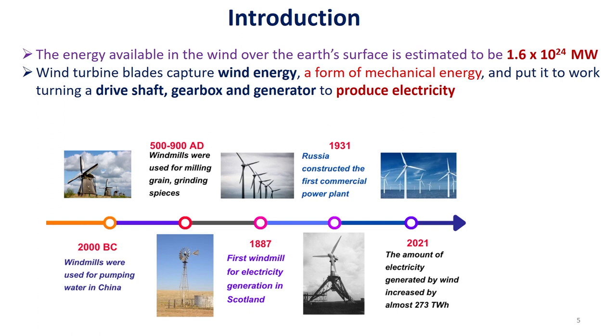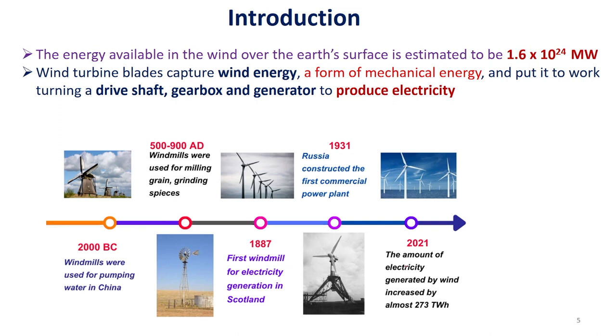The use of wind turbines goes back a long time. In 2000 BC, windmills were used for pumping water in China. During 500 to 900 AD, windmills were used for milling grain and grinding spices. In 1887, the first windmill for electricity generation was demonstrated in Scotland. In 1931, Russia constructed the first commercial wind power plant.